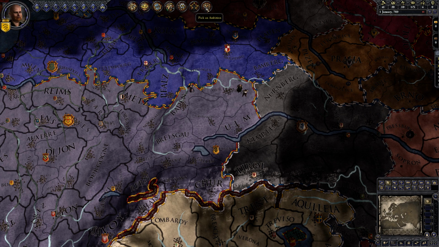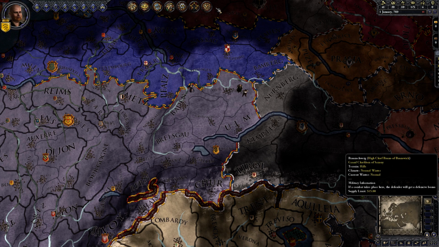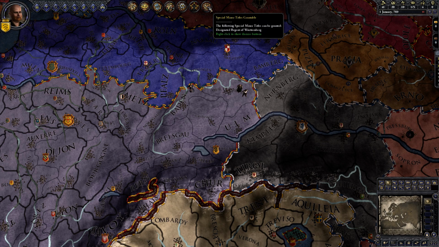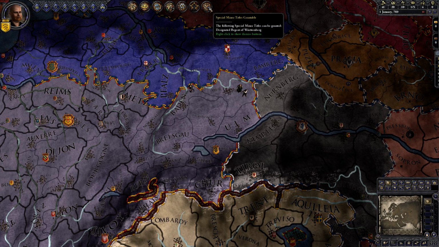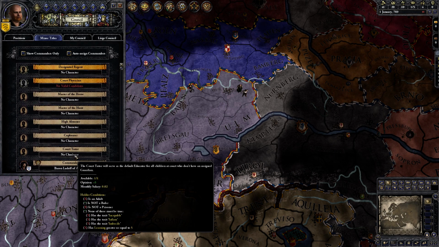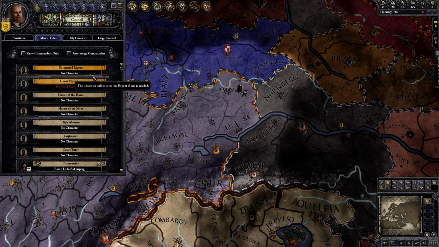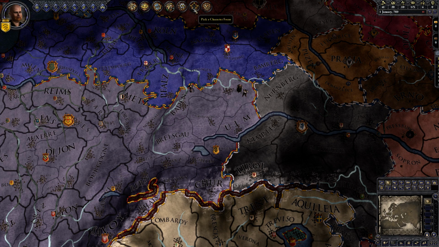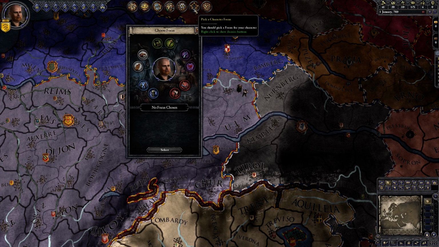So we will check all these pop-ups. So first, special minor titles grantable. We can do so, but it's not important right now. Okay, so we can ignore that for now. Then we can pick a character focus.